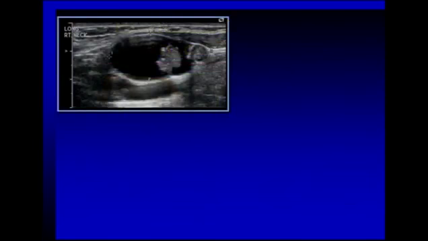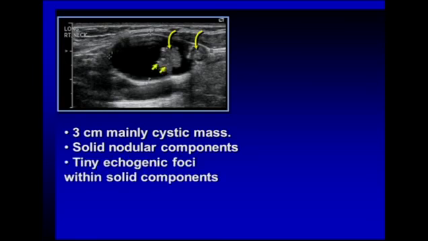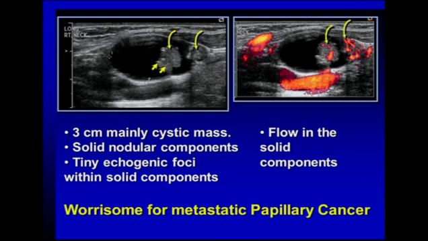This is a different patient who has a cystic mass in the lateral neck. It's 3 centimeters in size, and when we look internally within the mass, it has solid nodular components. If we look within those nodular components, we can see tiny echogenic foci within them. With color or power Doppler imaging, we can see that these are vascular and have flow within the solid components. These findings are worrisome for metastatic papillary cancer, and indeed that's what this was in this case.